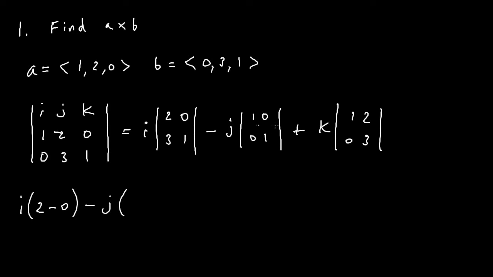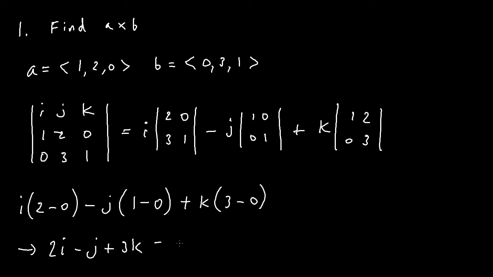Now we're going to cross multiply 1 and 1, and then we're going to subtract the cross multiplication of 0 and 0, which is 0. And then plus K times cross multiply 1 and 3, we get 3, and then minus cross multiply 0 and 2, which we get 0. So to evaluate, we get 2 minus 0, which is 2, so 2 times I, minus 1 times J, so just J, and then plus 3K. So that is going to be equal to the cross product of A times B.